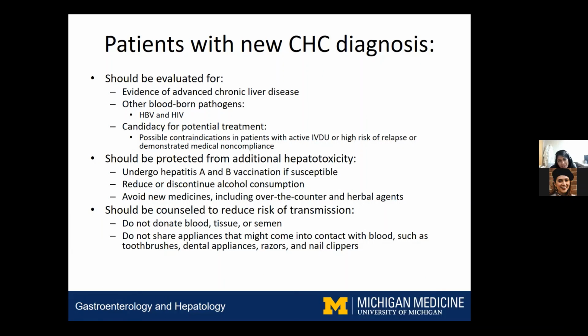Other ways to protect from additional liver toxicity is to check their Hep A and B status, and if those are negative, to vaccinate them. Reduce or discontinue alcohol consumption so that we don't accelerate disease progression, and avoid new medications, including over-the-counter and herbal medications, during treatment. And they should be counseled to reduce risk of transmission. Now all blood in the United States gets screened for hepatitis C, and to not share drug use equipment or other appliances that might come into contact with blood, including toothbrushes, dental appliances, razors, and nail clippers is also recommended by the societies.